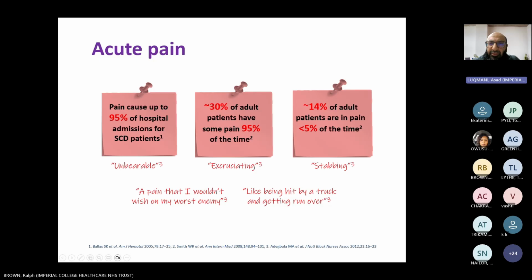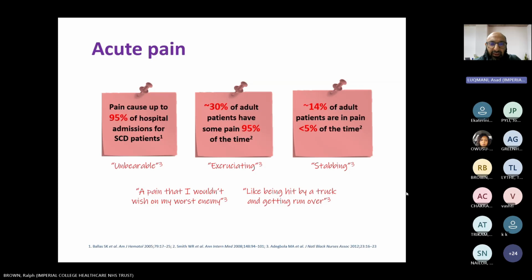And here, some studies just to look at the frequency of pain in sickle cell patients, and some of the terminology which patients use to describe their pain. So pain is present in up to 95% of hospital admissions due to sickle cell disease. About 30% of adult patients have some degree of pain 95% of the time, and only 14% of adult patients are in pain less than 5% of the time.